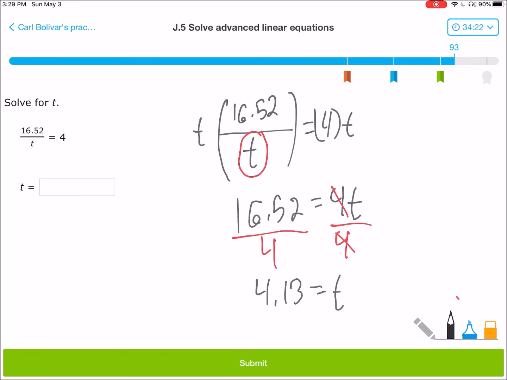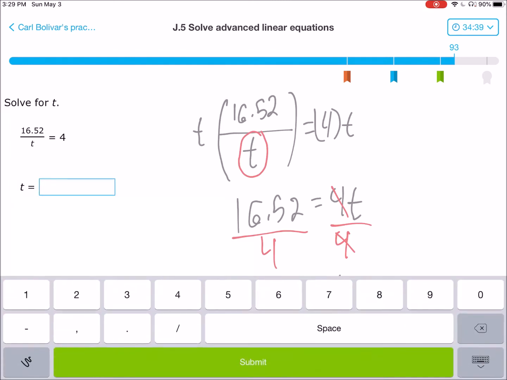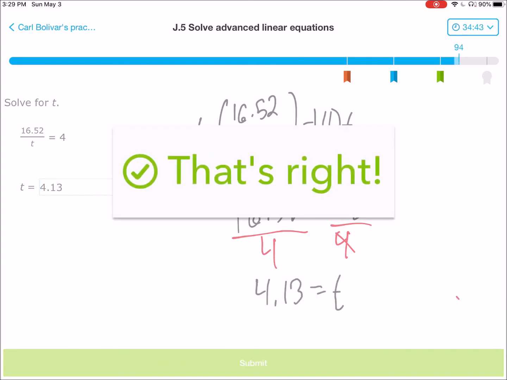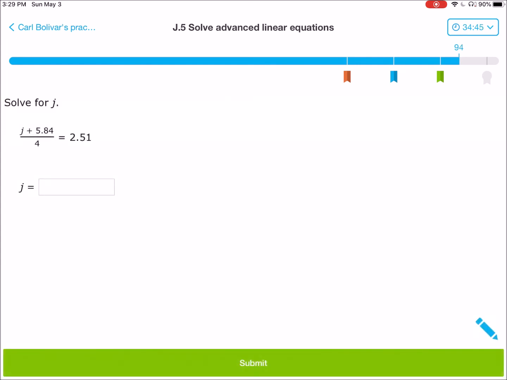So 4.13. I hope that you guys got that answer. If you didn't, please review past videos. I will put solving one-step linear equations and solving two-step linear equations in the description, if you guys want to see those. Right? So 4.13. Amazing. Great. So now we'll solve this one.